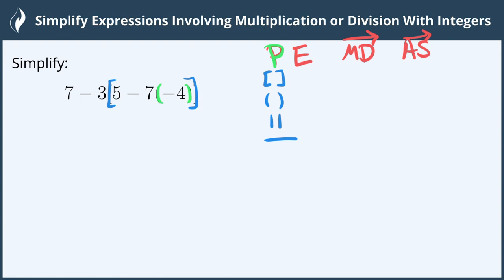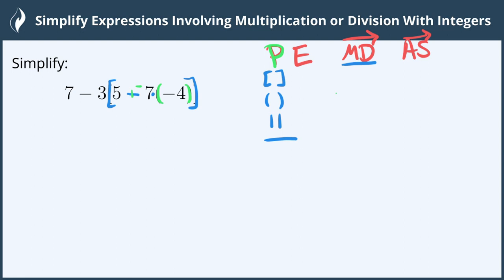I have an order of operation, or an operation of subtract and an operation of multiply. Because multiplication comes first, I must multiply the 7 and the -4 first before I add and subtract. I can, however, change this to add the opposite so that I have a -7 times a -4.